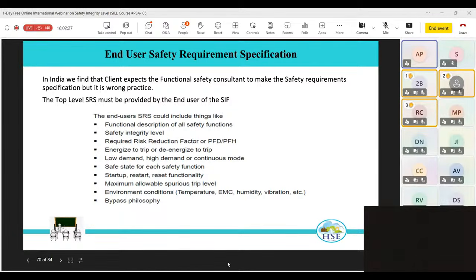But this safety requirements specification is a very important thing. And as of today in India, at least I can tell you, it is an ignored item. People do not write it. They tell their consultant or the system integrator, you decide it. How can he decide whether you want energized to trip or de-energized to trip, or what kind of spurious trip you want? All these things he cannot decide. Bypass philosophy, he cannot decide. So this is something you must get from the end user. Then only you can get it.